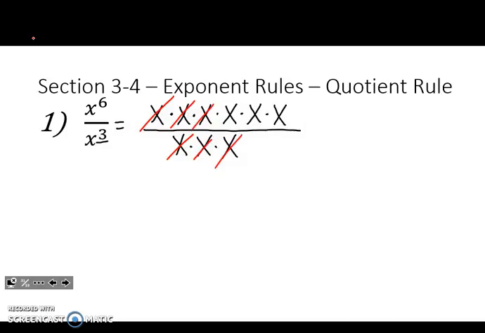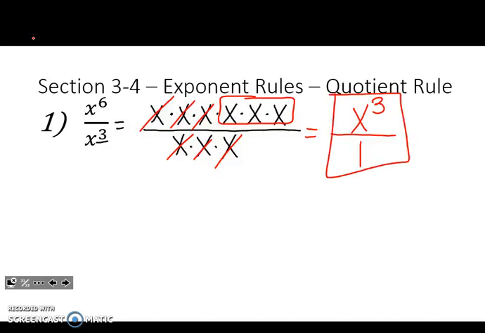So since there were 3 x's on the bottom, I can cancel out 3 x's on the top. So that leaves me with 3 x's on the top and nothing on the bottom. So I'm going to hold my place with a 1. So I can then write x times x times x as x to the third power. So this is my final answer, x cubed, or x cubed over 1.